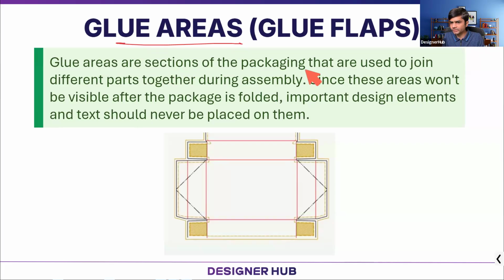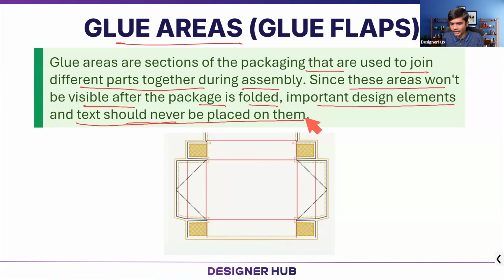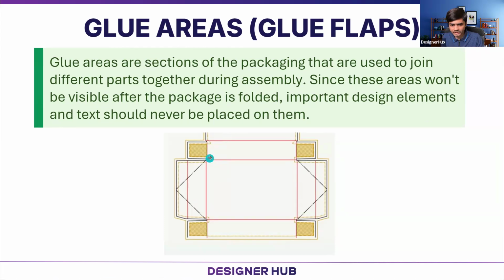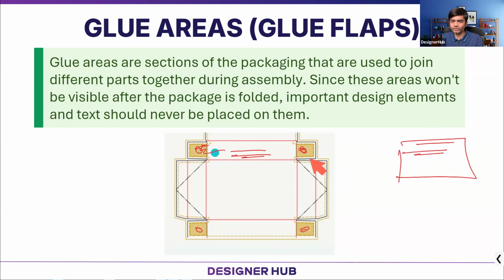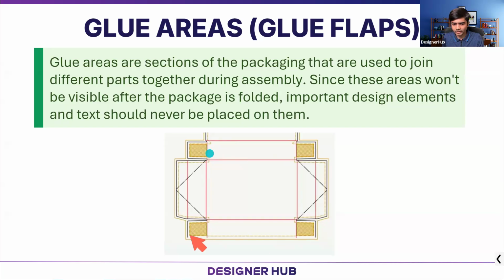Glue areas are the sections of the packaging that are used to join different parts together during assembly. Since these areas won't be visible after the packaging is folded, important design elements and textual elements should never be placed on them. Again, we make this mistake many times. We end up putting the logo here, here, here, thinking it's okay, my branding is covered. But later, when you print it out, you see the logo is missing and only your information is there. So you need to indicate with these kinds of marks that this is the glue line.